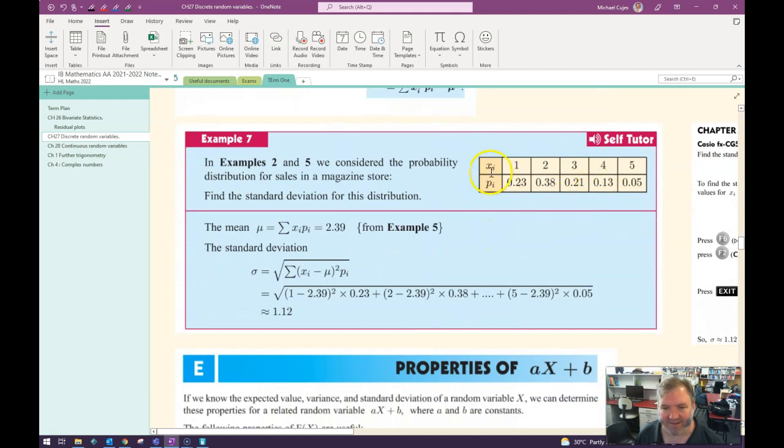We're back to our magazine example here. If you go ahead and you take each result, multiply it by its probability, add them together, you're going to get 2.39. I think that example was easy enough. I didn't include it. That's okay.